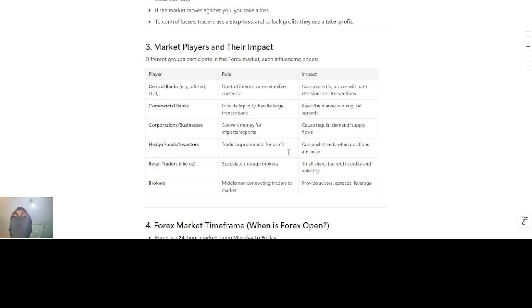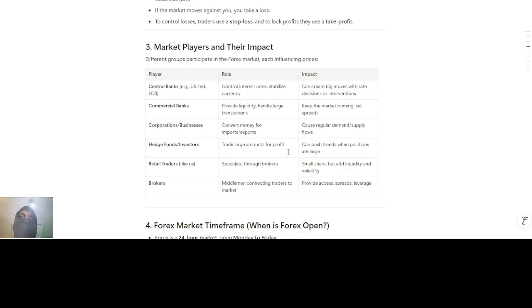They can push trends when positions are large, because these guys also trade huge funds, the hedge funds and investors. These are Wall Street traders. You go to the USA, we have Wall Street, where there are those hedge fund managers, those investors. These guys are also big.